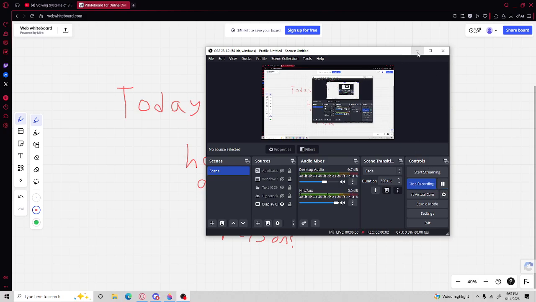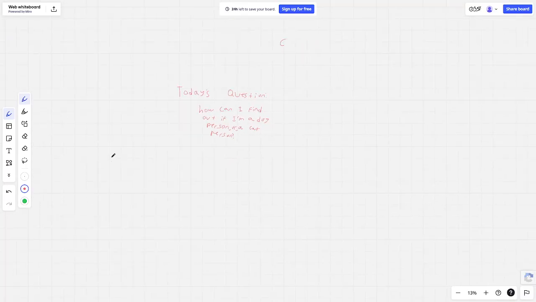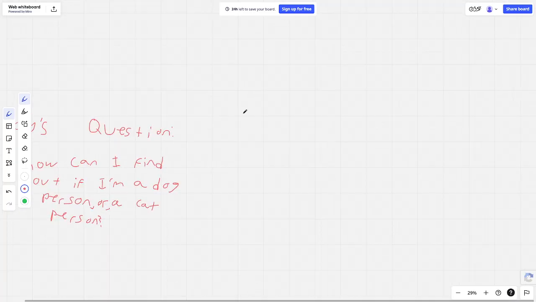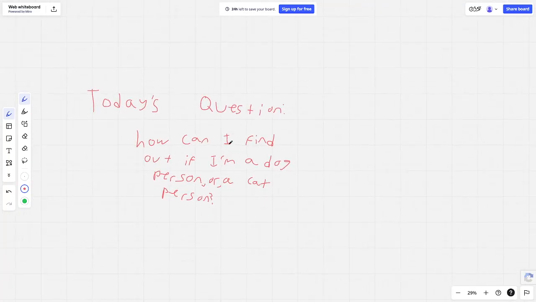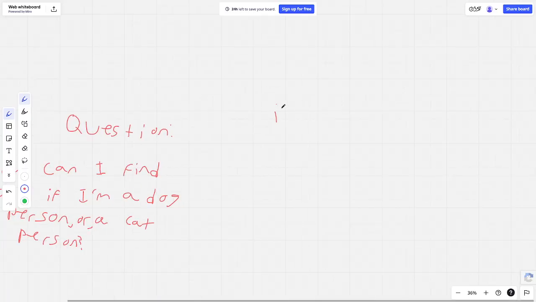Hello. Today we will find out how I can find out if I'm a dog person or a cat person. Now this is a very simple expression. All you have to do, first of all, as you see, you're trying to find if I. So use the complex number I, which we all know is the square root of -1. So we have our I here.